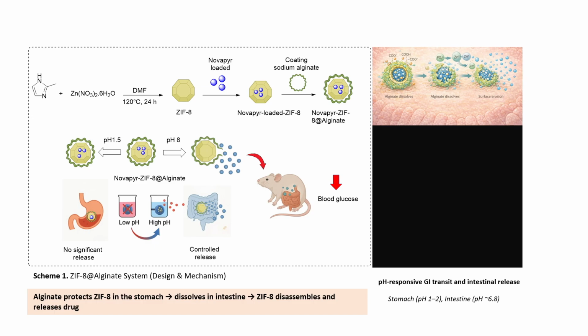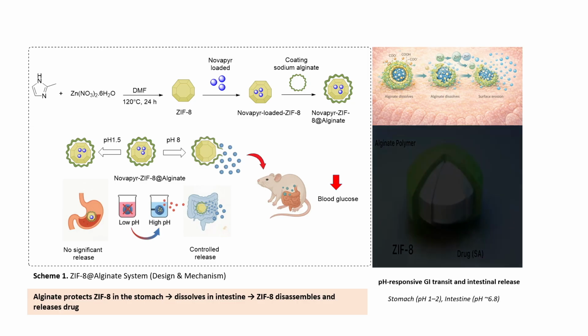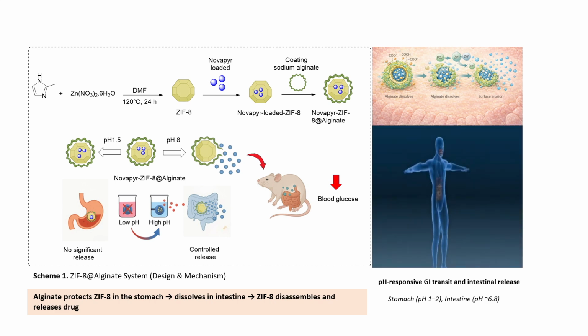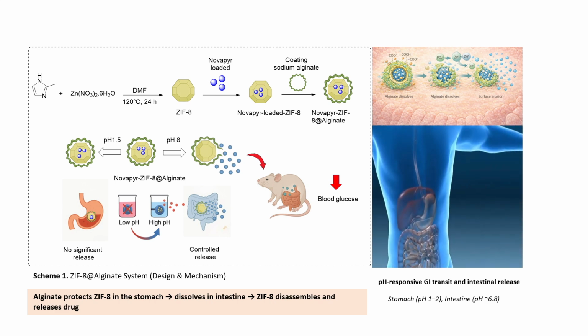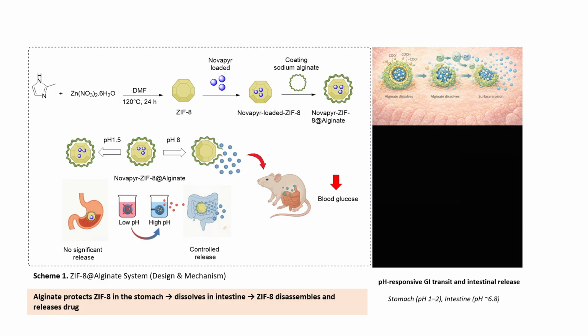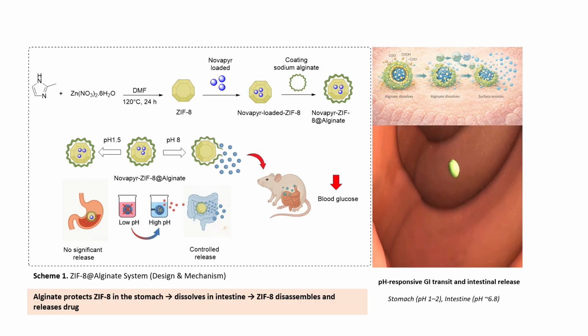Okay. When I coat it with sodium alginate, this polymer will protect the formulation and protect the drug from releasing in the acidic medium, which is in the stomach. When the formulation reaches the intestine, where the pH is 8, the sodium alginate starts to dissolve and break down. Then the ZIF-8 will be exposed to the fluid of the intestine containing phosphate and carbonate. These ions will coordinate with the zinc in the framework of the ZIF-8 and weaken the bond between the zinc and the nitrogen, which results in breaking down the ZIF-8 and controlled release of the drug Novapair, which results in controlling the blood sugar.